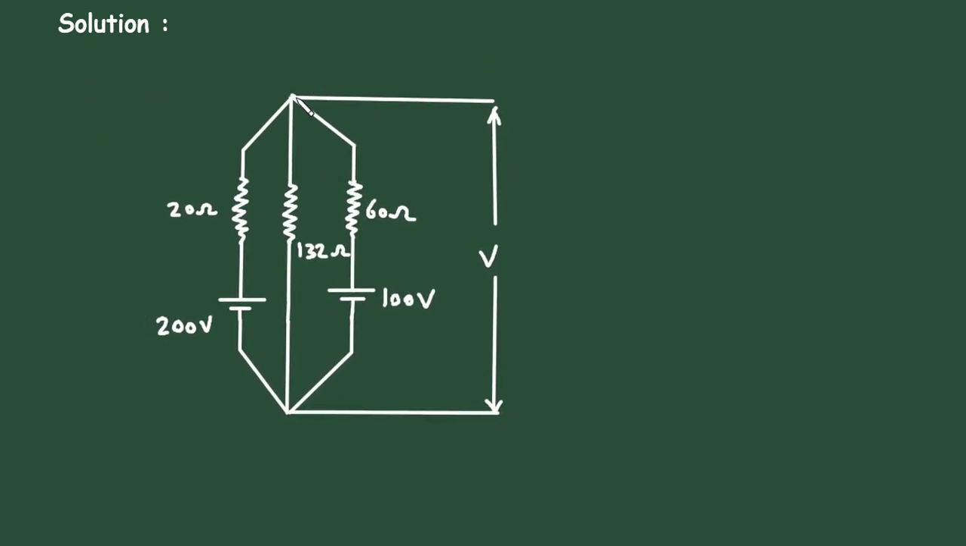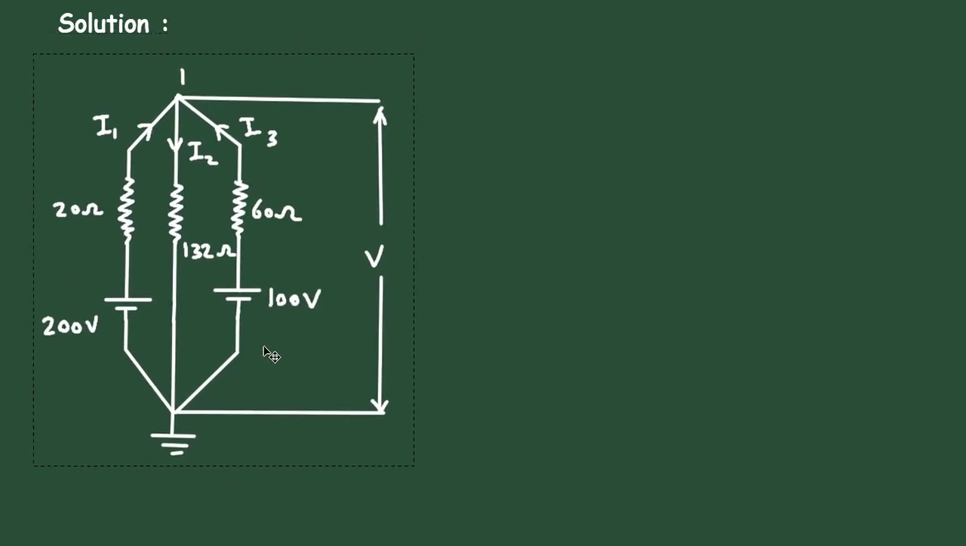Let's say this is node 1, and let's say this is current I1, this is current I2, and this is current I3 according to this polarity of voltages. And let's say this is the reference node with 0 voltage. All the currents flow towards this reference node from this positive polarity. We can do the calculations on this side.